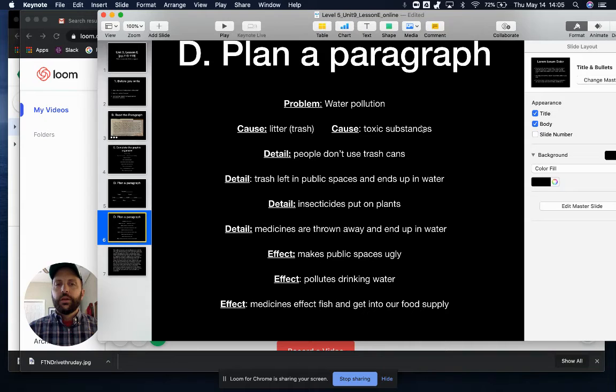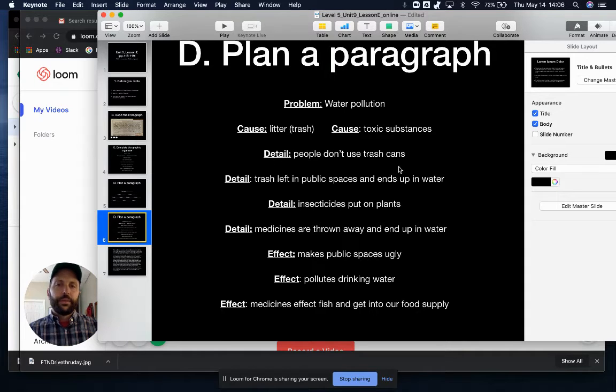A second one, just in general, are toxic substances. So you may know toxic, you may not. Toxic means like poisonous or dangerous. There are substances, chemicals that we use on plants and things I'll talk about in just a minute that get in our water and can affect us and animals. Now, again, the first two details here are about my first cause. They explain or give more information about this first cause, which is litter or trash.